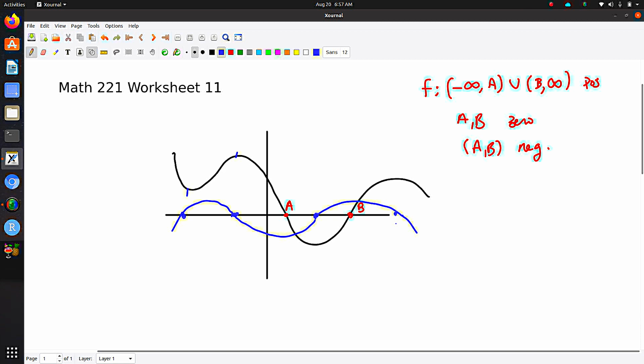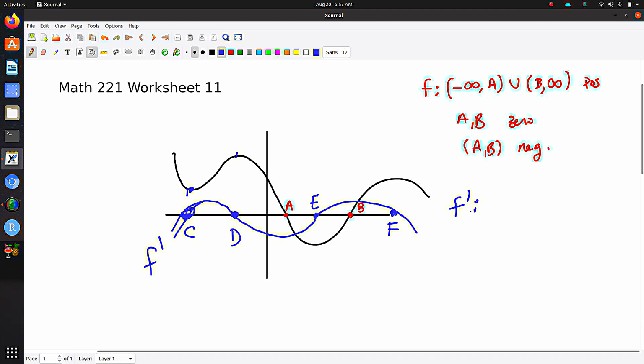Alright, so I'm going to call this point here, I guess the drawing isn't perfect. I should have come down more like this. But I'm going to call this point C, D, E, and F. Alright, so f prime, so the blue one is f prime. The first one I drew is f, the second one is f prime.